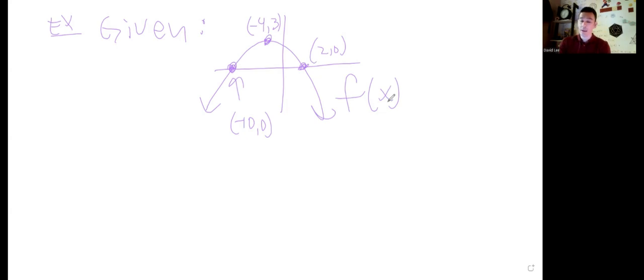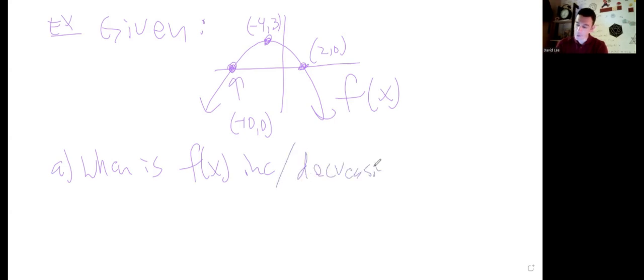All right? Question A. When is f of x increasing/decreasing? We'll use the abbreviations INC for increasing and typically DEC for decreasing. So when is this graph increasing? When is it decreasing? So when is this going up and when is this going down? Well, looking at the graph here, we can all see that it goes up during that time and then it shoots down during this time.